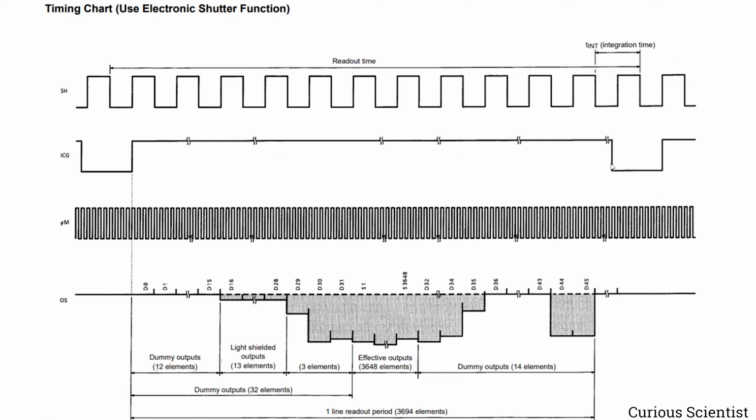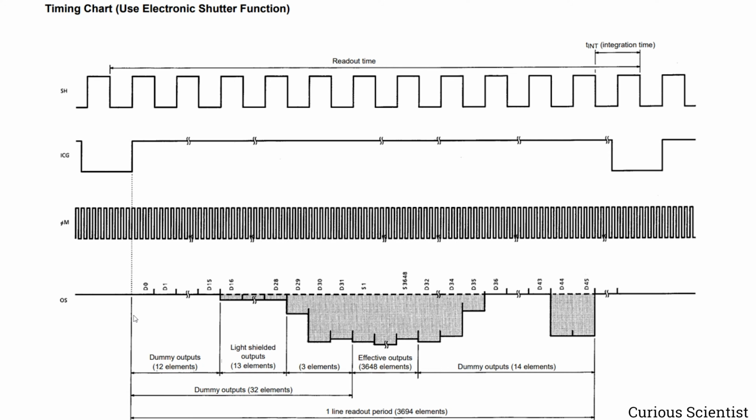And then we can see that our SH signal should be, let's say, squeezed in between these two integration clear gate signals. And then we see that this is the 2 MHz signal, the phi m, and there's nothing really specific about this. We don't have to know anything. And then on the bottom we just see the OS, which is the output of the CCD.